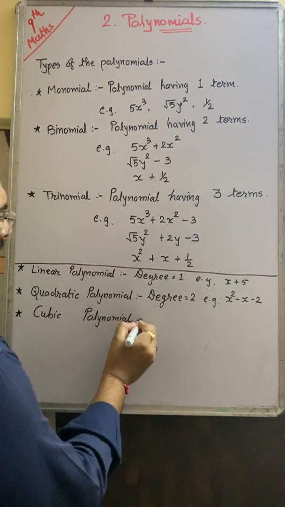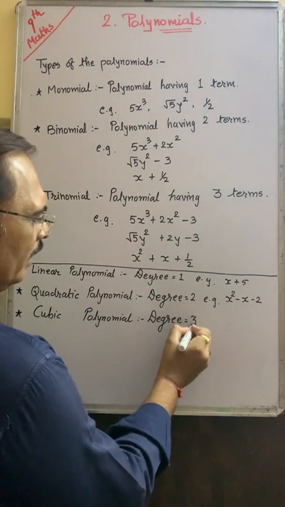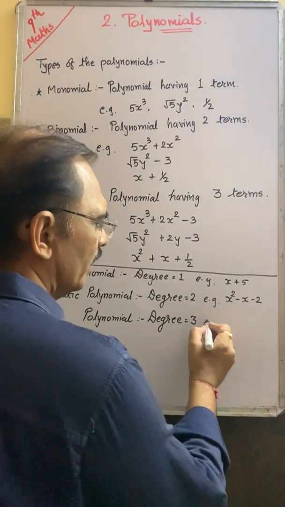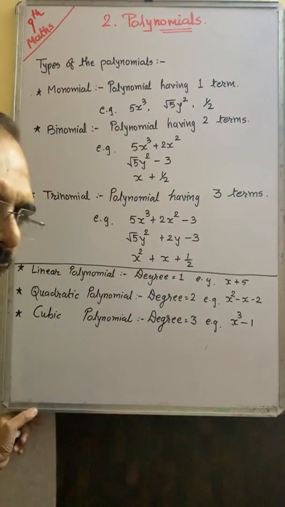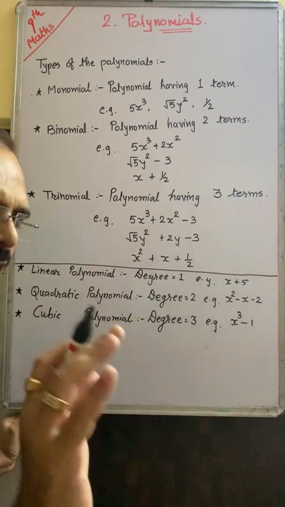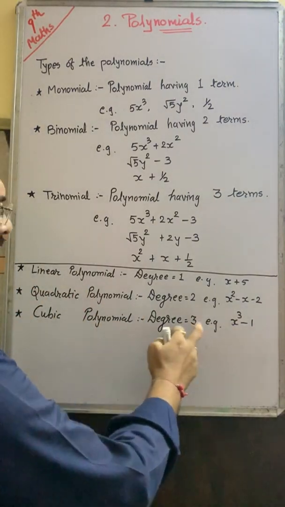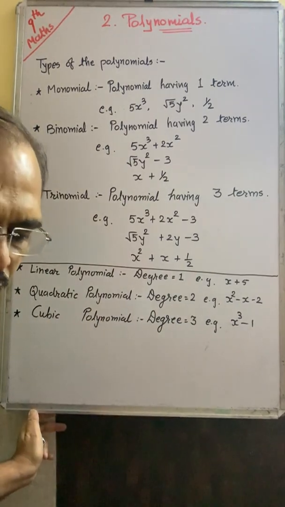Cubic means highest power 3. Highest power is known as degree. So here we write degree is 3. As for example, x cube minus 1. Highest power is 3. X cube plus 1 or x cube plus x square minus 1, whatever it is, highest power is 3. Degree is 3. So this type of polynomial is known as a cubic polynomial.